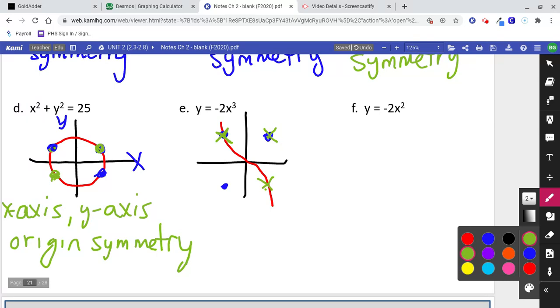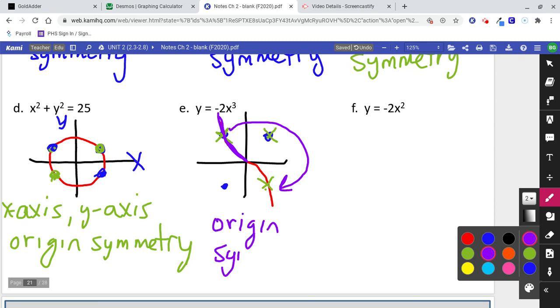Another way of looking at it is if you could do this, so watch carefully. If you could take this half and spin it around 180 degrees, that's another way of thinking about it. Rotating it around the origin. That's probably a better way of thinking about it, but this has origin symmetry, or symmetry with respect to the origin.